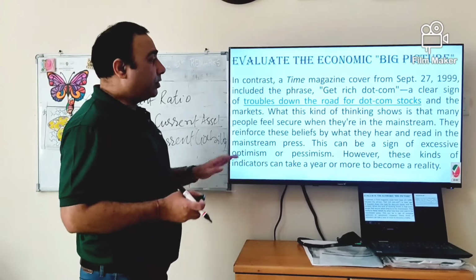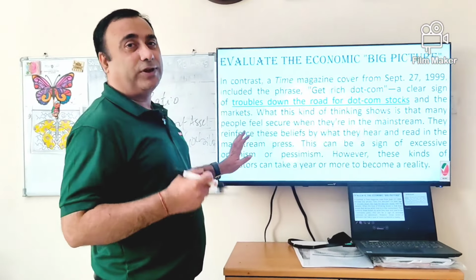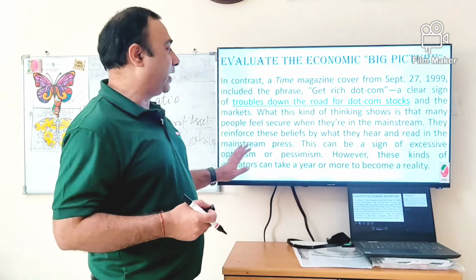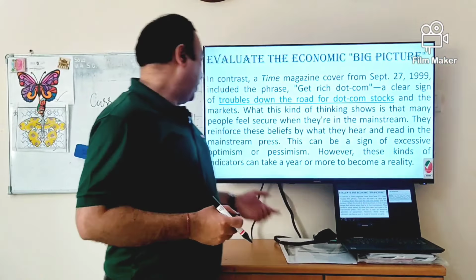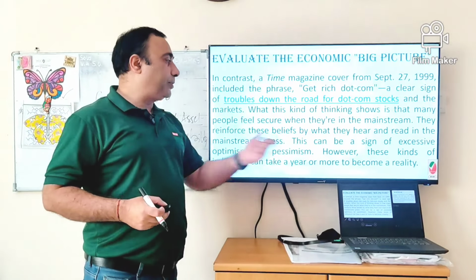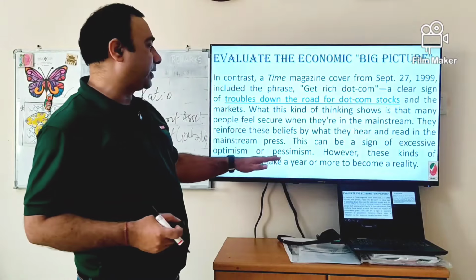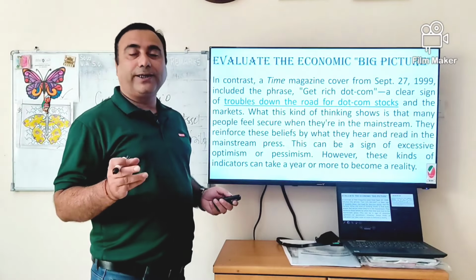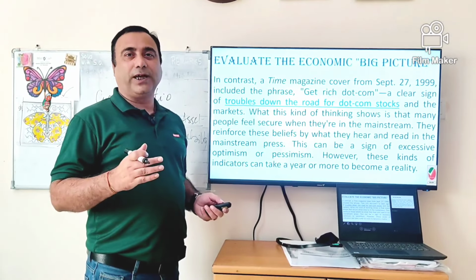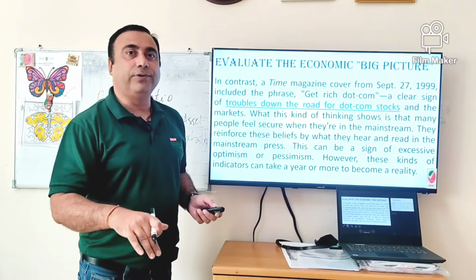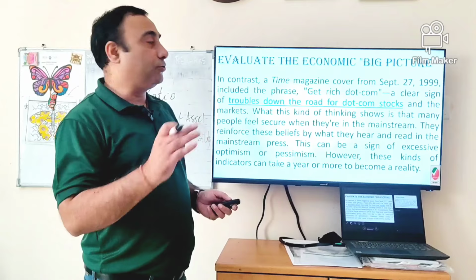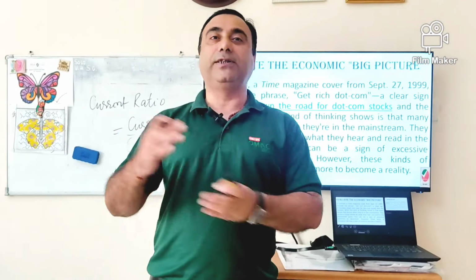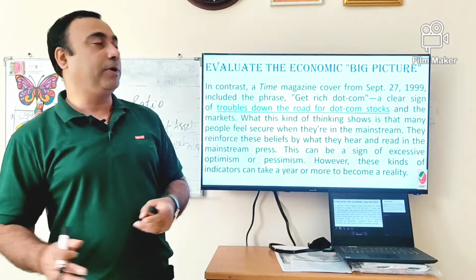If you are buying one share many times and staying in it, this can be a sign of excessive optimism or pessimism. However, these kinds of indicators can take a year or more to become a reality. So in 1 or 2 years' time, it will go down. But if you are judging that last month was this and this month came up, that's not the real picture. So please beware of all that. And that's the bottom line.